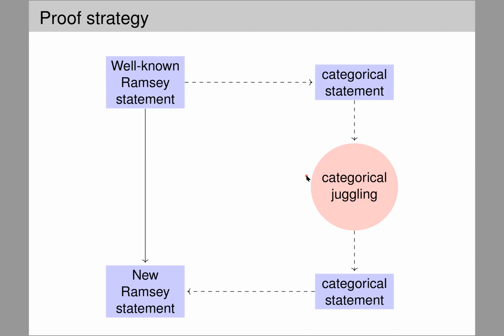Now, let me say a few words about the proof strategy. My favorite strategy for proving Ramsey properties is sketched here. If I want to prove a new Ramsey statement, my point of view is actually to move to category theory. So we usually start from a well-known Ramsey statement, and this well-known statement is, let's say, the Graham-Rothschild theorem, or the finite dual Ramsey theorem, or the Carlson-Simpson theorem. We start from a well-known Ramsey statement and turn it into a categorical statement.